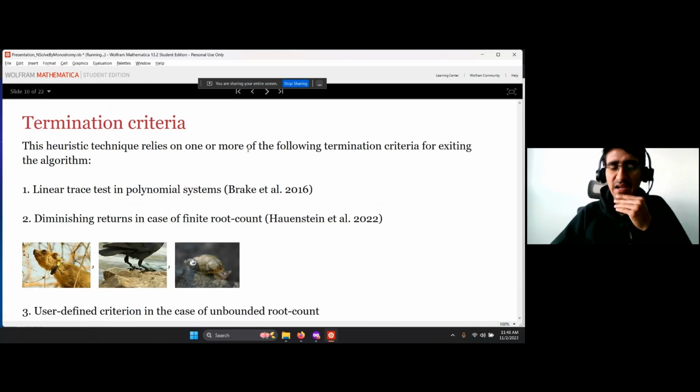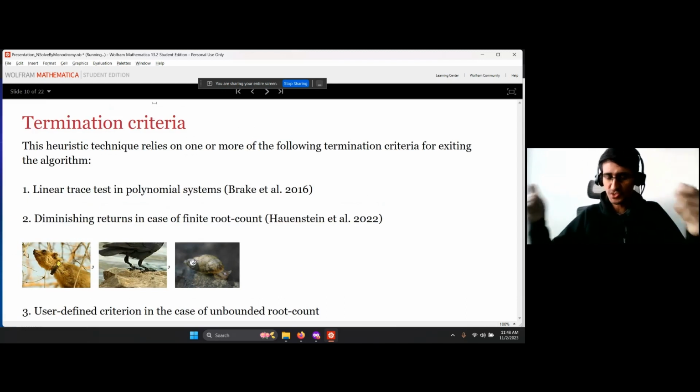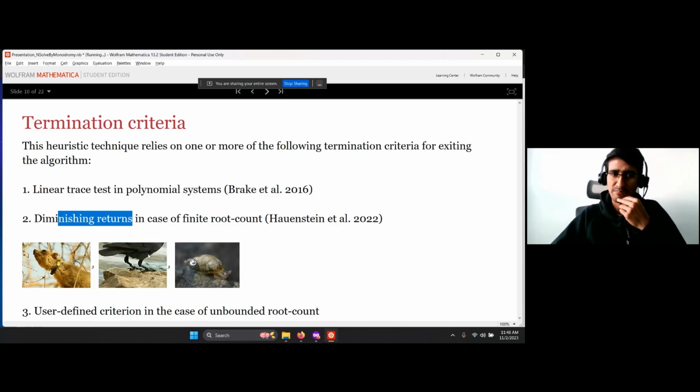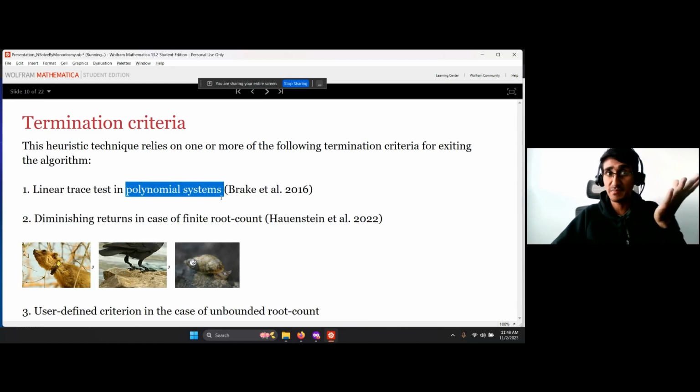So we also need some termination criteria, because as these routes are newer and newer roots are completed, we need to figure out when to stop, because we can keep taking newer and newer loops and finding more and more roots. So there are several criteria available in literature, like the linear trace test for polynomial systems that determines if we have found all the roots.